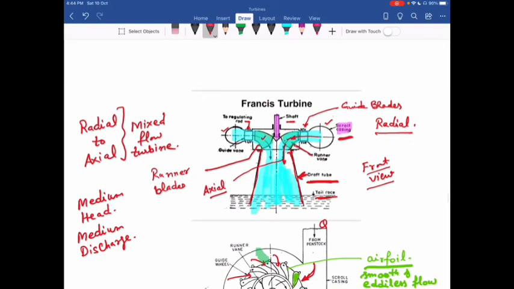Oh, sorry, these are the various components of the Francis turbine.